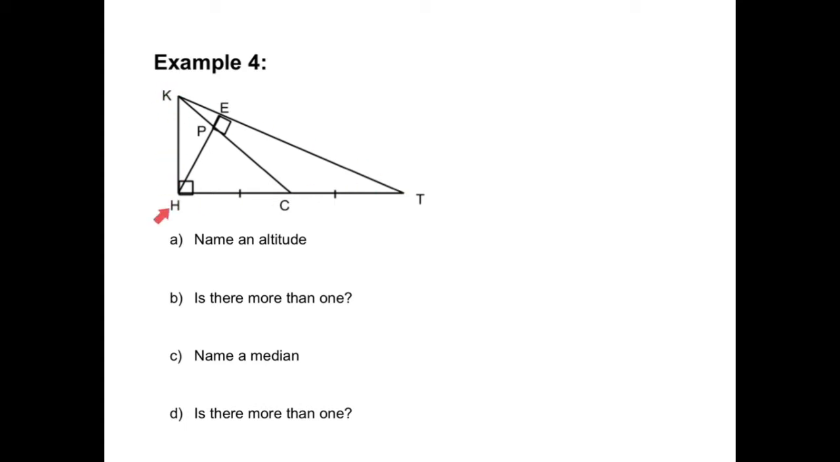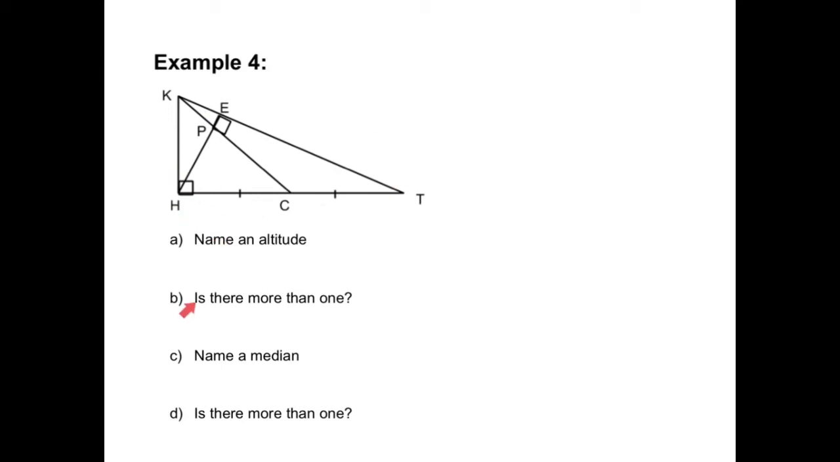big right triangle here, KHT. Then it has another right triangle, HET, which also then creates HEK. There is another right triangle, KHC, also, and then if you look in here, because this is a right triangle, you also have the triangle KEP. So when it comes to naming an altitude, there are a lot for you to choose from.